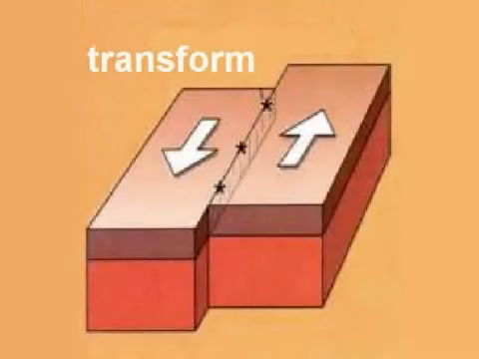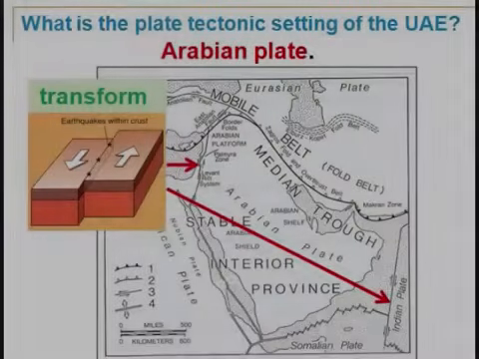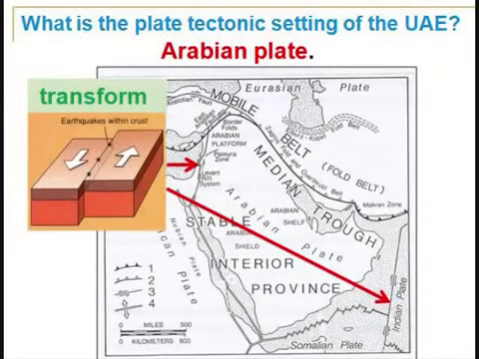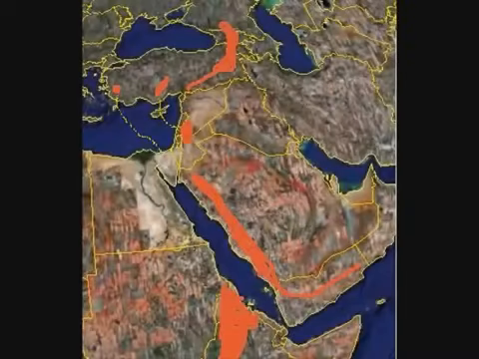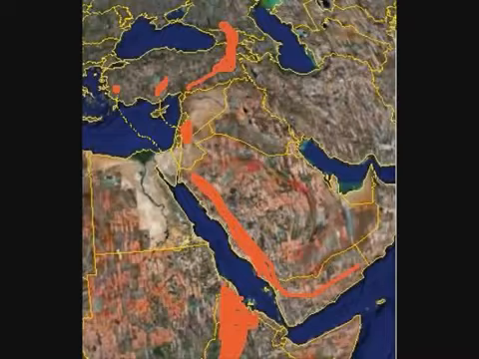Here is an example of transform margins. The Arabian plate is moving this way. See the arrows? They tell you that the boundaries are moving in the opposite direction. The Gulf of Aqaba was formed by transform plate movement. It goes up through Lebanon and into Turkey. You can see these valleys. It is an earthquake zone.